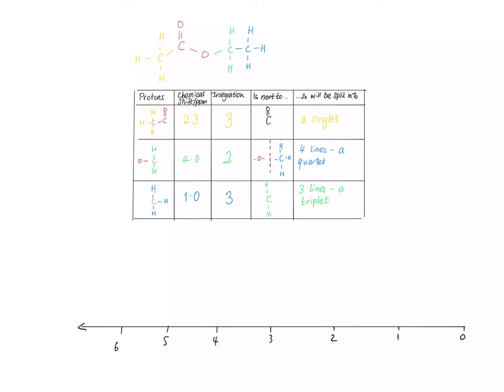So the yellow protons have got a chemical shift of 2.3, and they're going to be a singlet. The green protons have got a chemical shift we think of about 4, and it's going to be a quartet. 1, 2, 3, 4. And the blue protons have got a chemical shift of 1, and it's going to be a triplet. 1, 2, 3. And that's a good prediction of what we think the proton NMR of ethyl ethanoate might look like.